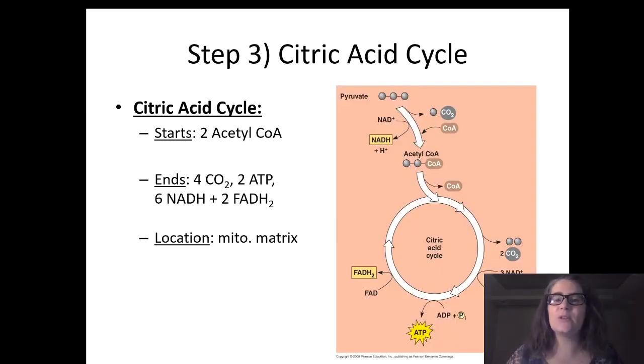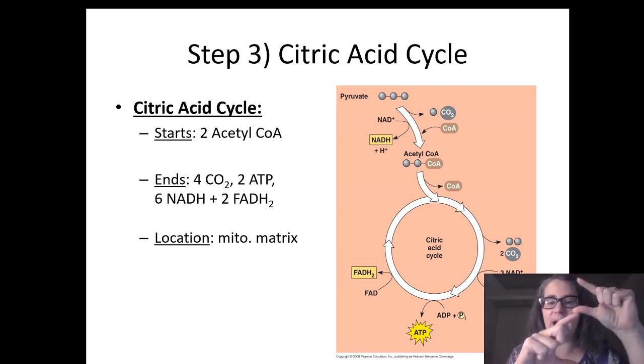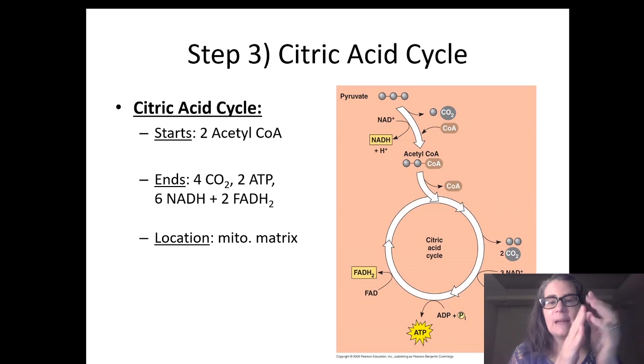Step number 3 is called the citric acid cycle. This acetyl-CoA group, you can see, has the 2 carbons left with that coenzyme A attached to it. It comes along and bonds with a 4-carbon piece called oxaloacetate. This receiver molecule binds the acetyl-CoA and becomes citric acid. That's why this cycle is named the way it is. It's like the starting chemical for this particular cycle.